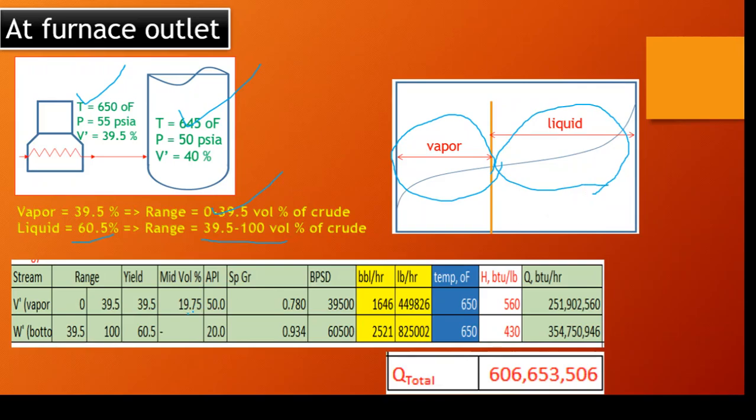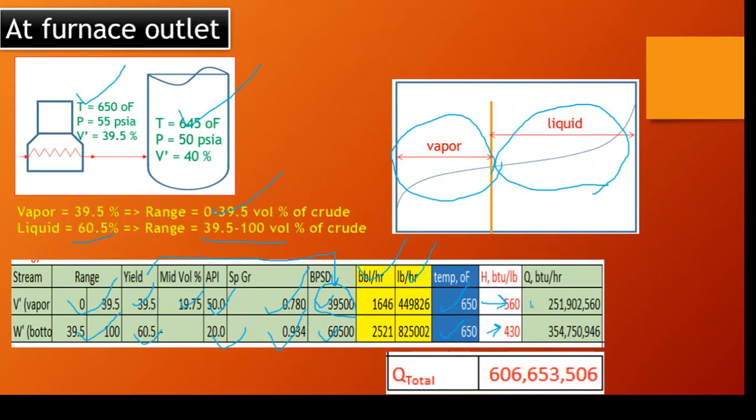So we have to repeat the same things again, V dash for vapor, W dash for the bottom liquid. The range is given here, yield is calculated, mid volume percent is calculated for the vapor, and for the bottom it is calculated by the residue method. API is calculated, specific gravity is calculated, and BPSD, as we discussed, is taken from the yield values. Then barrels per hour, pounds per hour. The temperature is given as 650. At that temperature and at that given API, we can find the enthalpy of vapor and enthalpy of liquid.